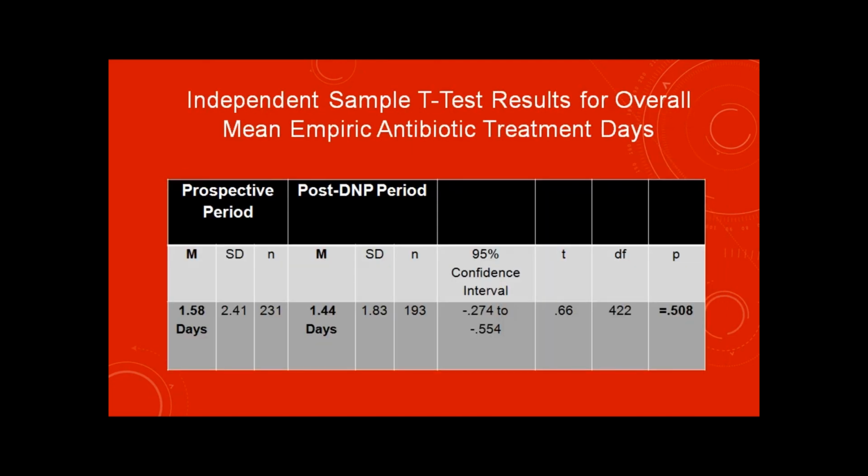And so we looked at, was there any significance between the prospective period and that post-DNP period, and there wasn't. We went from 1.58 days down to 1.4, which is, we're still improving in that aspect.